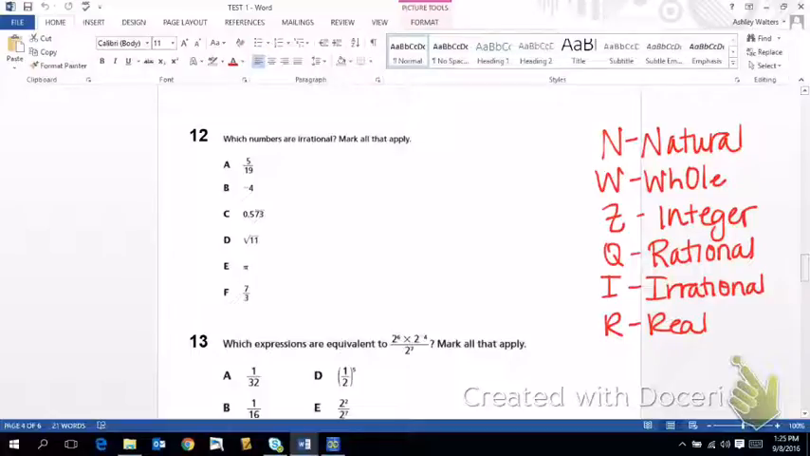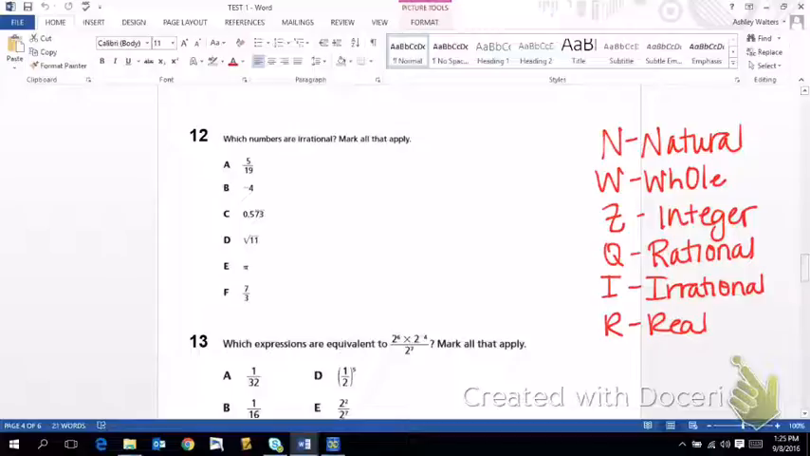Once we get into the rational category, everything we've already mentioned, natural, whole, and integers, are all rational, but rational numbers are numbers that can be written as a fraction. They can also be written as a terminating decimal or a repeating decimal. Irrational numbers cannot be turned into a fraction of two integers. They, for example, are non-terminating decimals, decimals that continue on forever with no pattern. They are also pi and non-perfect squares. Real numbers are any number that can be put on a number line, and all natural, whole, integer, rational, and irrational numbers are considered real.